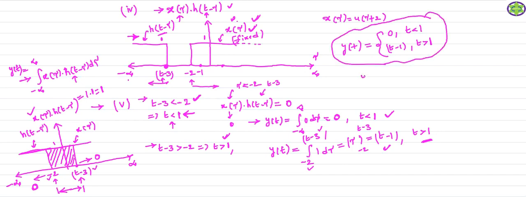I can represent this y of t in terms of the unit step function. Instead of representing t greater than 1, it is t minus 1 inside the step. So y of t is equal to t minus 1 times u of t minus 1. This is your output, the result of your convolution.